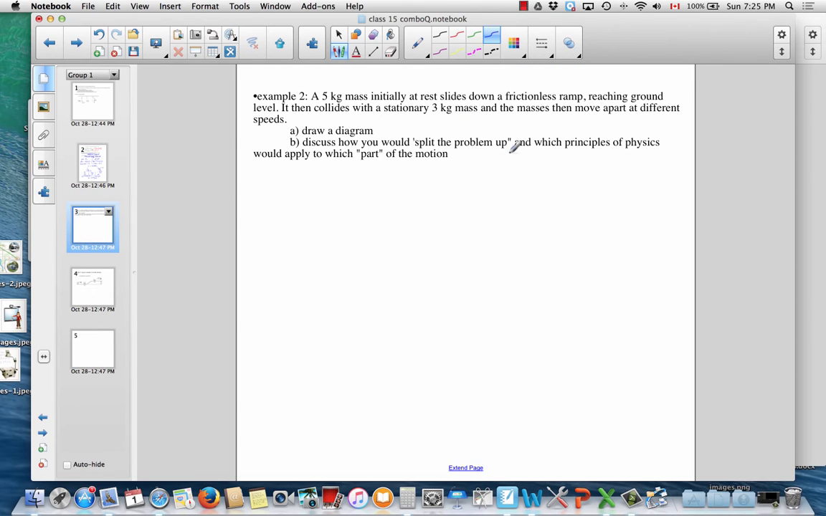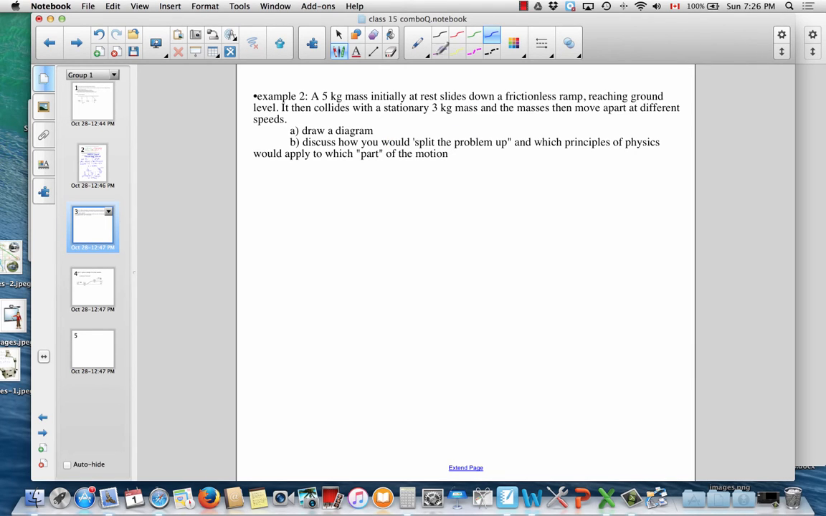Here's another one, this one just in text. The task is to visualize this, draw a picture, and then think about how you would split it up. In the previous question, we had a collision that conserved momentum, then we had a pendulum swing that conserved energy. So pause the video and discuss or think conceptually about how you'd solve this problem.